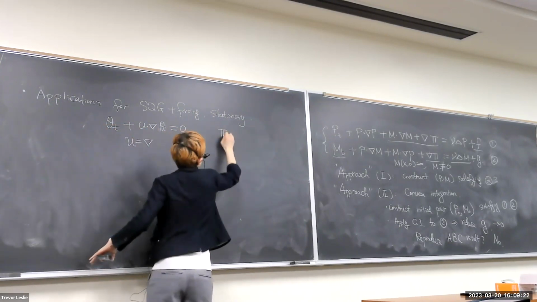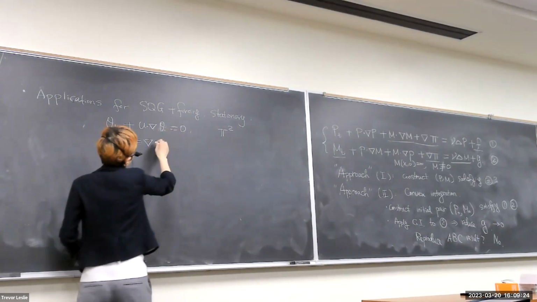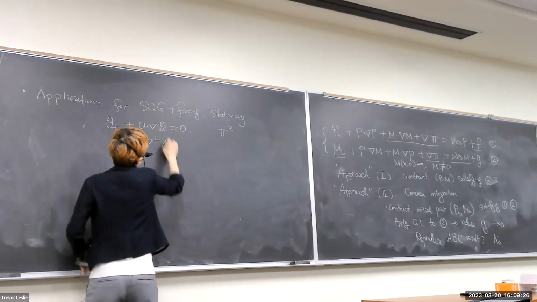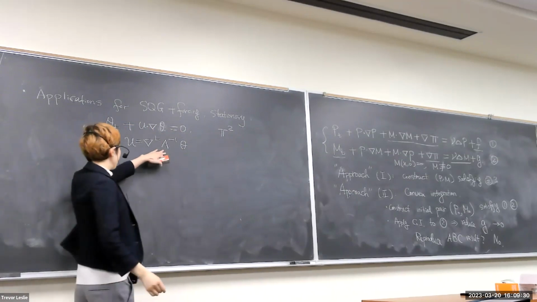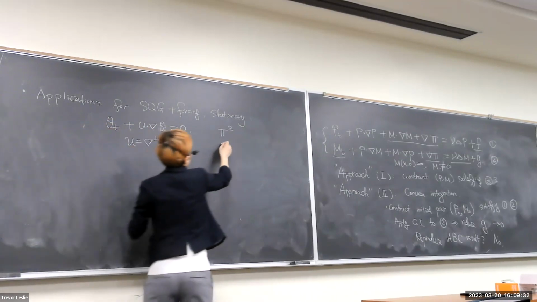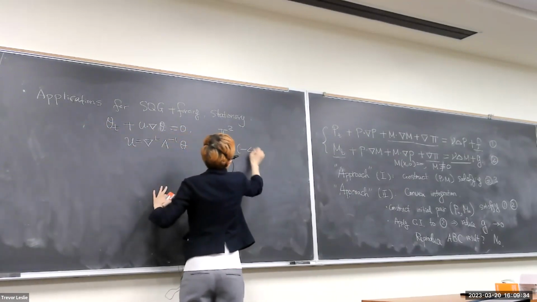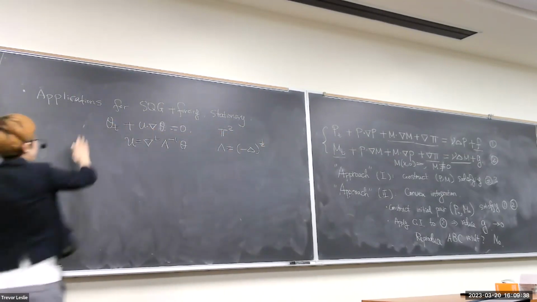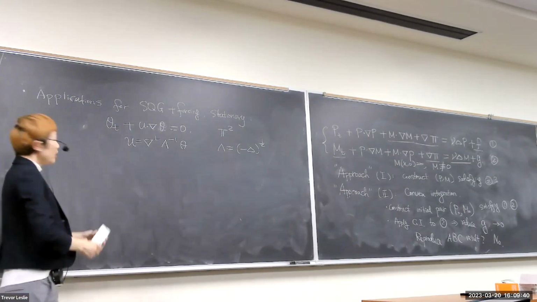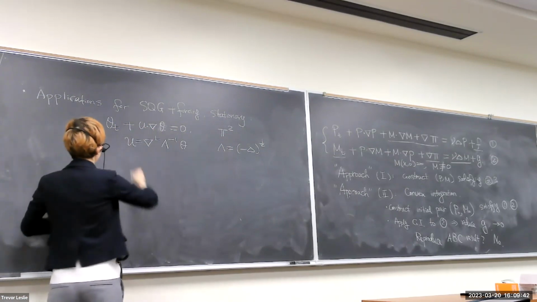So let's put it on the torus. And u is given by theta through this non-local operator. So here lambda is the half modulus. Okay, so as I said, we look at stationary. So let me put it away.